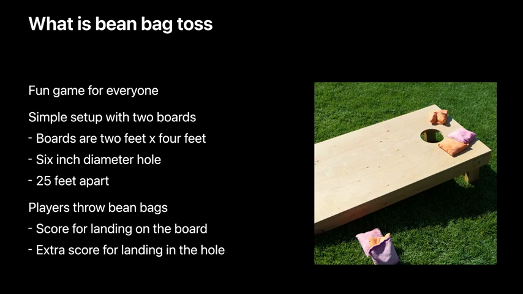It's very simple. We have two boards set up 25 feet apart. Each of the boards has a regulation size of 2 feet by 4 feet, and it has a 6-inch diameter hole right in the center. Players now take the beanbags and throw them on the boards. They take turns and score different scores if you land on the board, and an extra score when you land in the hole.